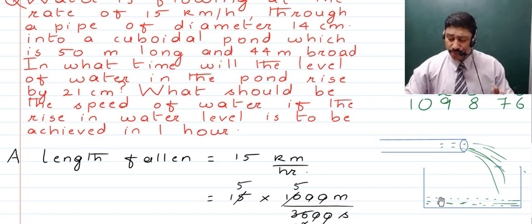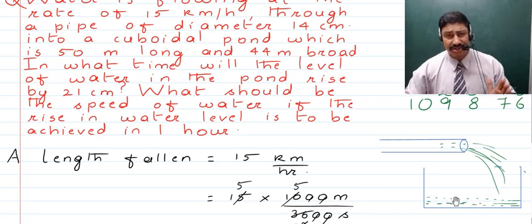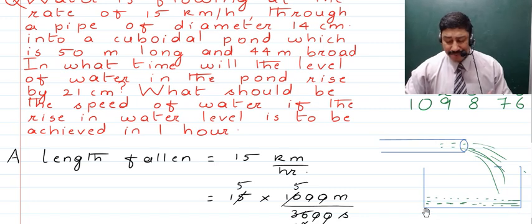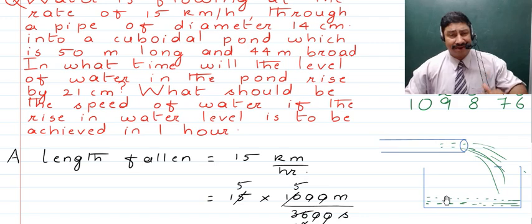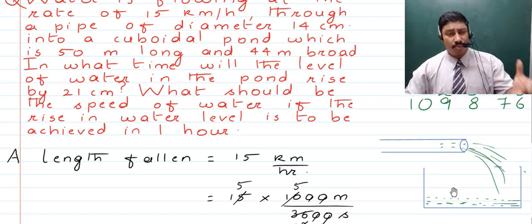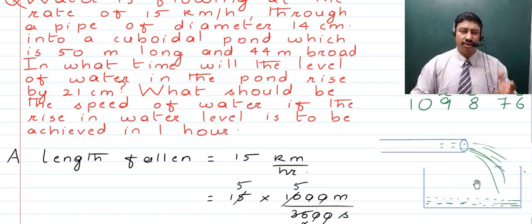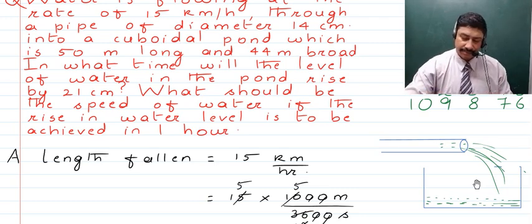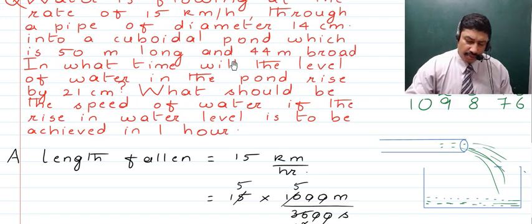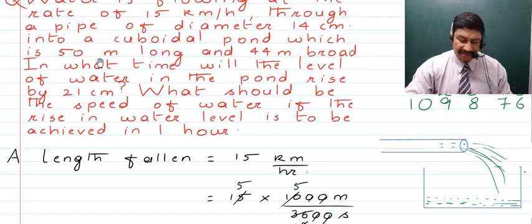Now, in order to find out the volume of this cuboid, again you will use the same formula, as the length will be the length of the container, the breadth will be the breadth of the container, and the height will be the rise in the level of water when the water has fallen from the pipe to the cuboid. So this will give you the volume of the cuboidal water, right, which has fallen in a specific period of time. Okay, so here we've been given the dimensions, which is 50 meters long and 44 meters broad.